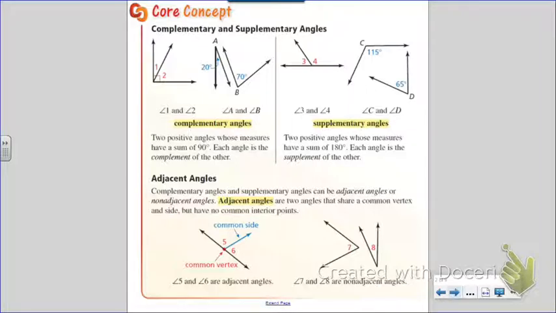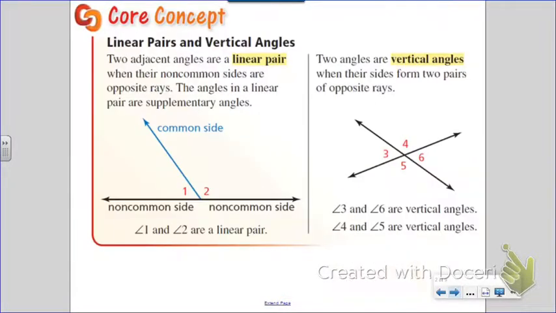Adjacent angles are two angles that share a common vertex and side, but have no common interior points. Complementary and supplementary angles can be adjacent or non-adjacent angles. Linear pairs are two angles with non-common sides that are opposite rays. The angles in a linear pair are supplementary angles. Vertical angles are two angles whose sides form two pairs of opposite rays. Examples are shown in the pictures.